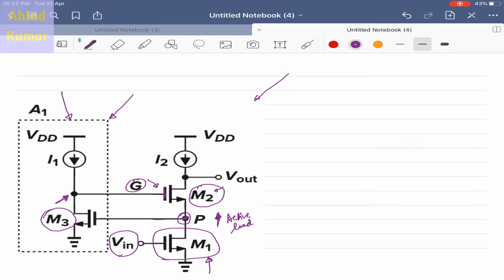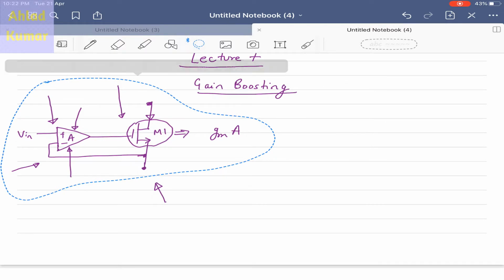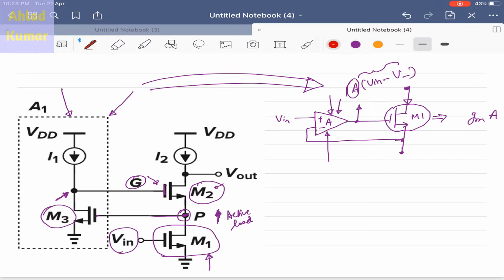So you might be thinking how this circuit is equivalent to this circuit. So let's copy this first, so that now I'll tell you how this is equivalent to this circuit. So here this is an amplifier A. So the voltage that is generated over here is basically A times (V in minus V minus). So what this amplifier is doing is amplifying with a factor A the difference of the voltage. So here in this circuit, I am saying that M3 is acting as the amplifier A. And how is it possible?